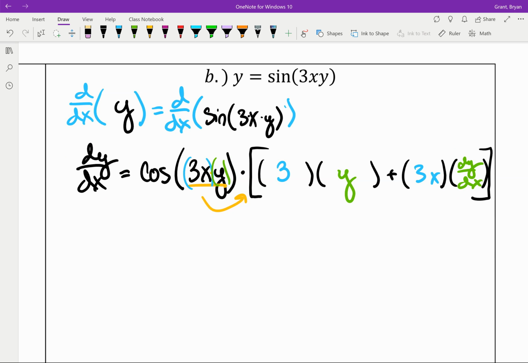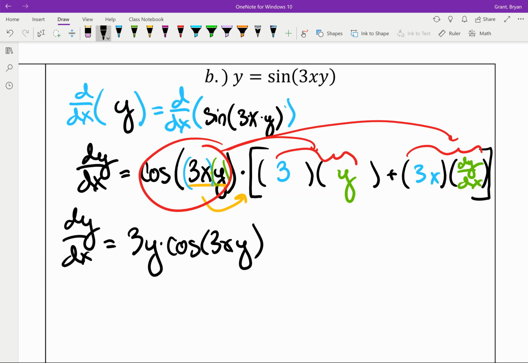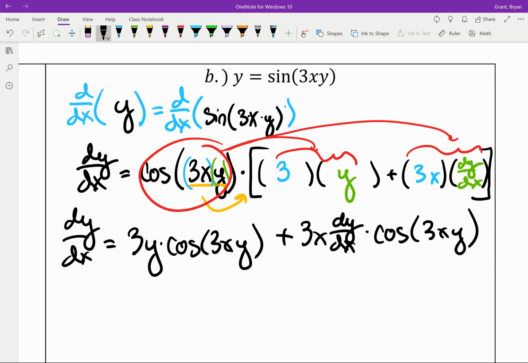What I found is probably the easiest is to actually take this and distribute it against the 3y, and distribute it against the 3x dy/dx. And so I'll show you what that looks like. Again, write small. So dy/dx equals, and then I'm going to take the 3y that's right here and write it out front and multiply it by the cosine of 3xy that got multiplied inside. Plus, now we're going to take the second part, which is our 3x dy/dx, and multiply it by the cosine of 3xy, what we're multiplying inside.